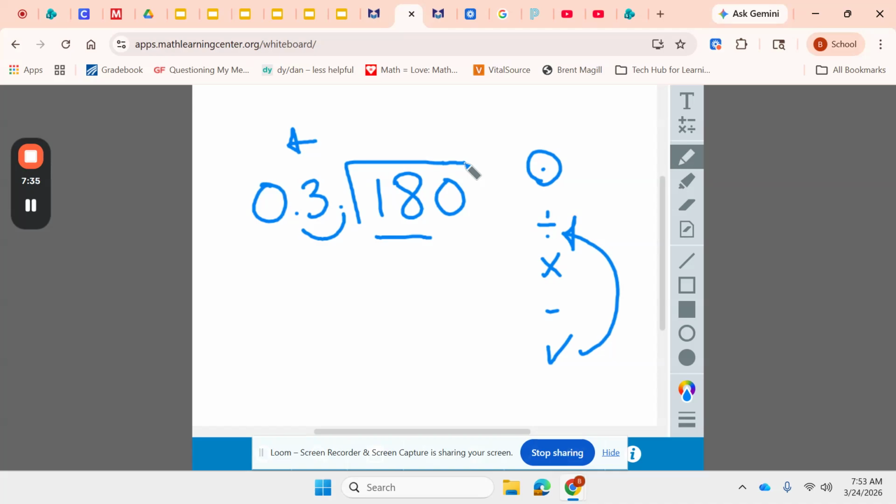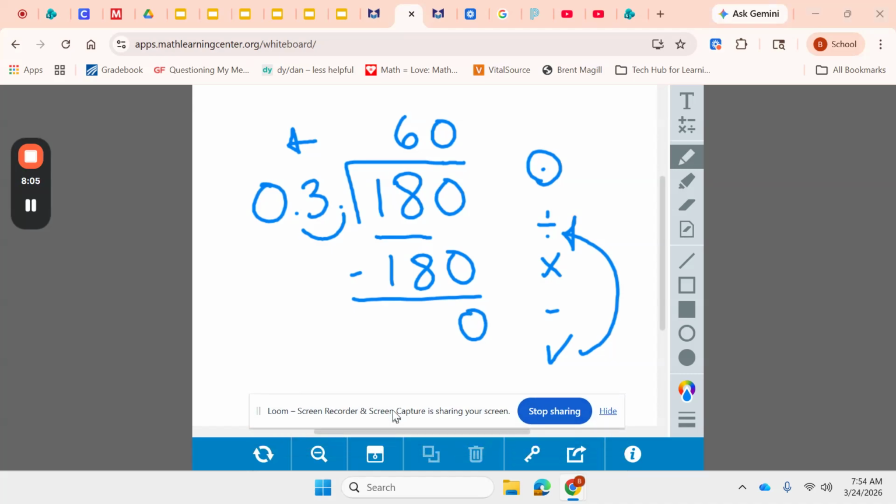All right, so what times 3 is close to 18? Okay, yeah, 6. So 60, because it's 6 tens, and 60 times 3 is 180. All right, so then we're left with 0. Nothing left to divide. We're done, and that's our answer. So that one was really quick. Nothing left to do. All right, let's try another one.